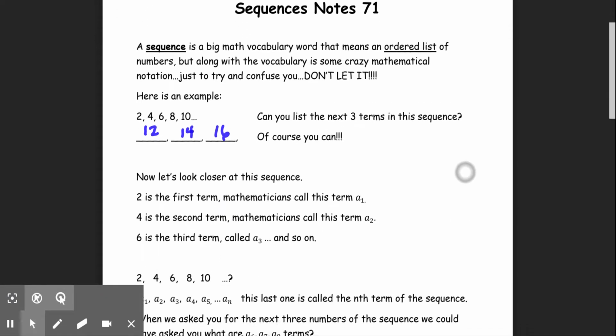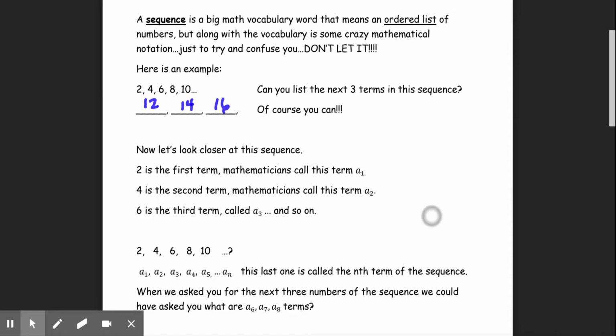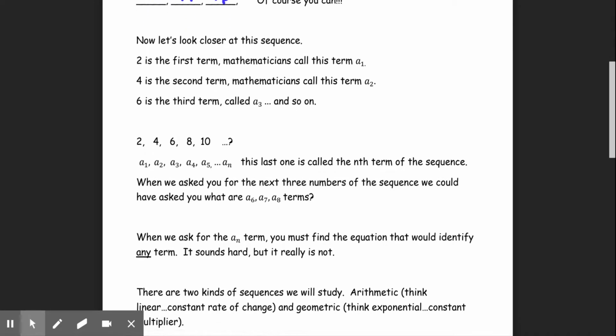Now let's look a little bit closer at this sequence. 2 is a first term. Mathematicians call this term a sub 1. 4 is a second term. Mathematicians call this term a sub 2. 6 is a third term called a sub 3, and so on. 2, 4, 6, 8, 10. A sub 1, A sub 2, A sub 3, A sub 4, A sub 5, ... A sub n. This last one is called the nth term of the sequence.